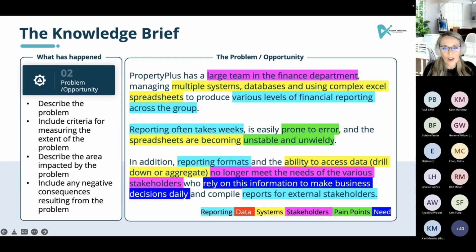Now, what would you write in terms of a problem or opportunity? The first thing you want to do is describe the problem. A problem statement is not a whole analysis. It's about stating the problem in a simple way that people can understand. You would include criteria for measuring the extent of the problem, so how big is this problem? Describe the area impacted by the problem, and include any negative consequences relating to the problem.